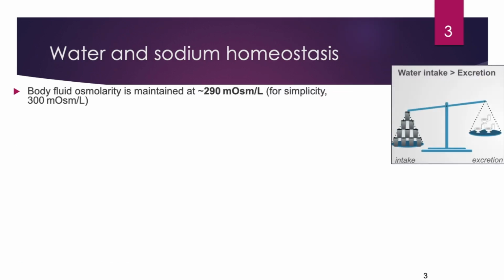Body fluid osmolarity is maintained at a value of about 290 milliosmol per liter, or for simplicity, 300 milliosmol per liter. Even small deviations in body fluid osmolarity will produce hormonal response that will alter water reabsorption process by the kidneys, which will attempt to return osmolarity back toward the normal value.